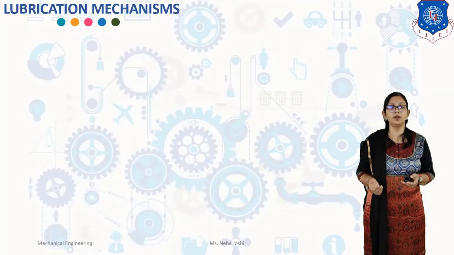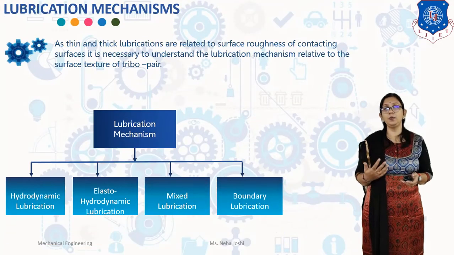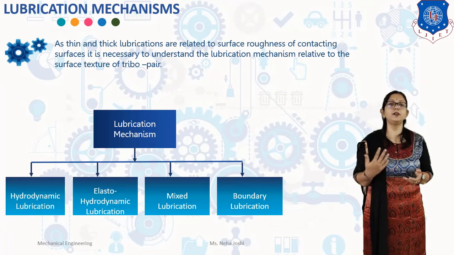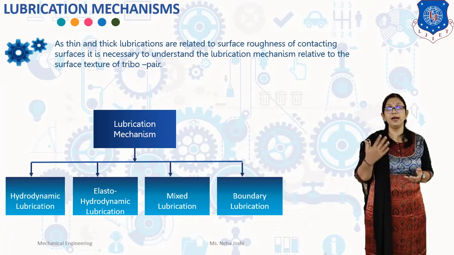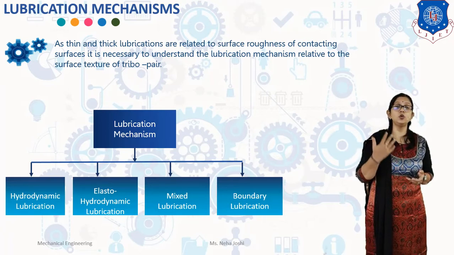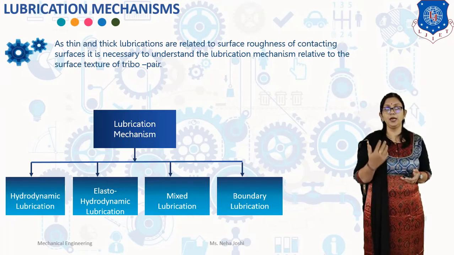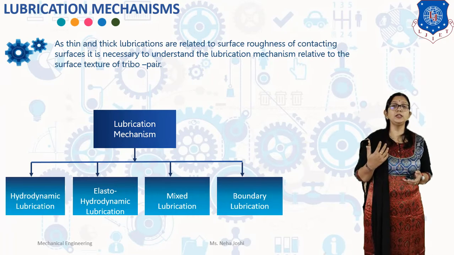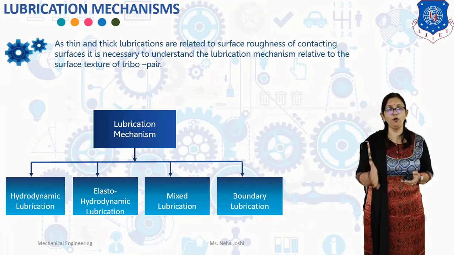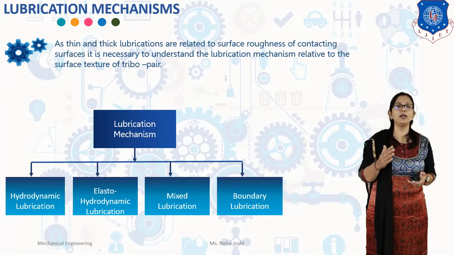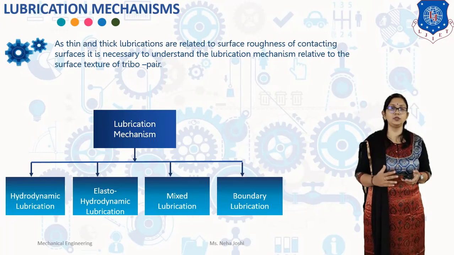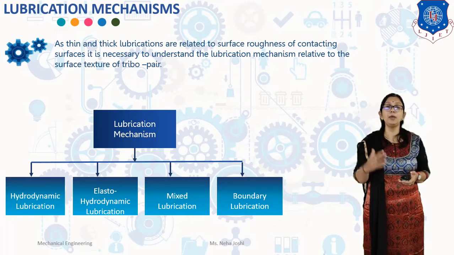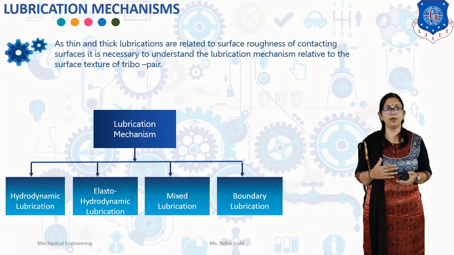Now, as thin and thick lubrication are related to the surface roughness of contacting surfaces, it is necessary to understand the lubrication mechanism related to the surface texture of the type of bearing. So lubrication mechanism is divided into four types. First one is hydrodynamic lubrication, then elasto-hydrodynamic lubrication, mixed lubrication, and boundary lubrication.